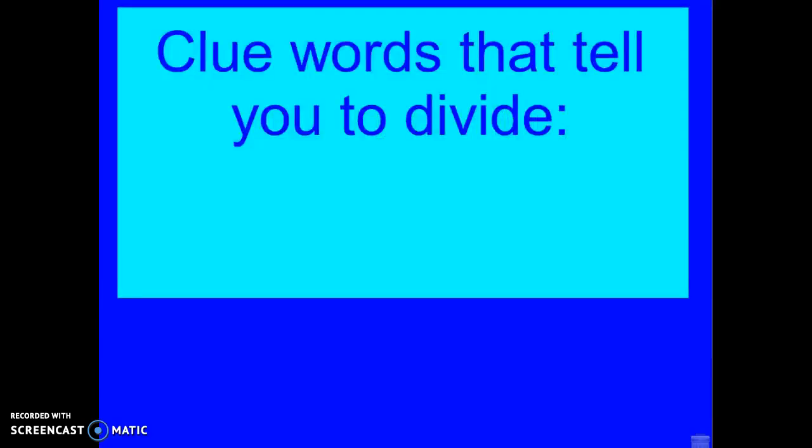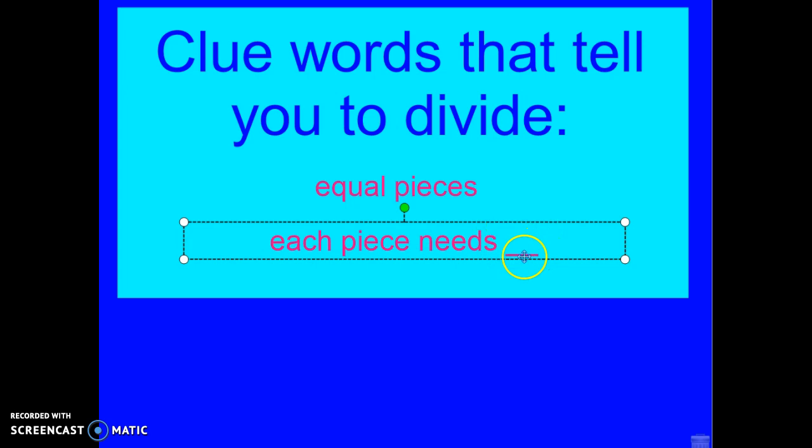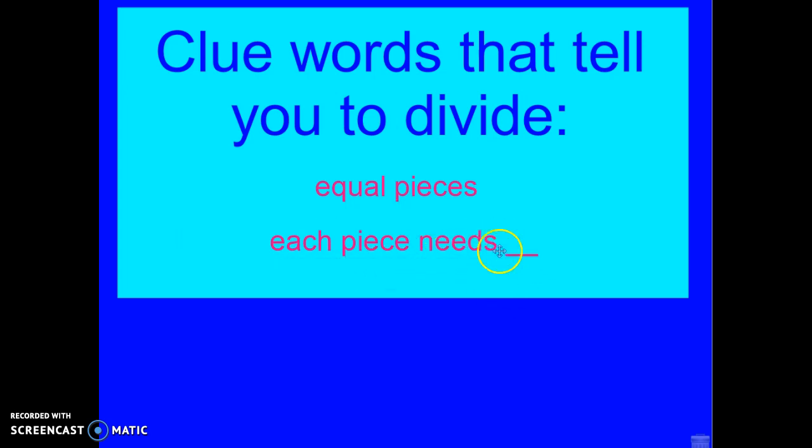Okay, I want to talk about just 2 clue phrases that you're going to look for today, and those will help you know that you need to divide. You're going to look for anytime any problem asks you about equal pieces, it's a good chance you're going to need to divide. Also today, if each piece needs a certain amount, each piece needs blank, good chance you're going to need to divide.